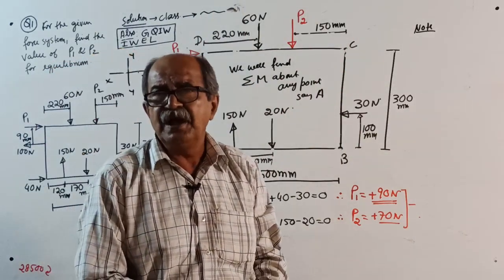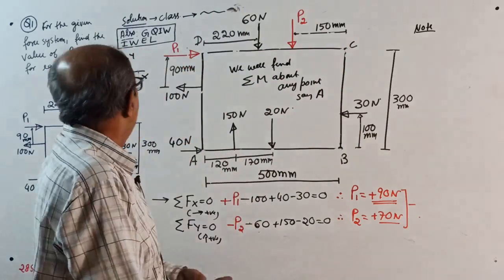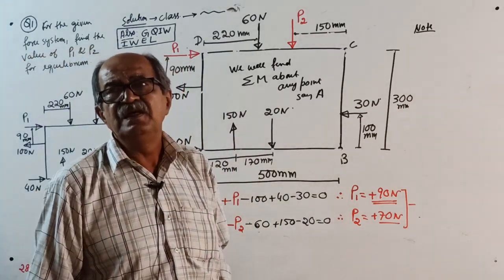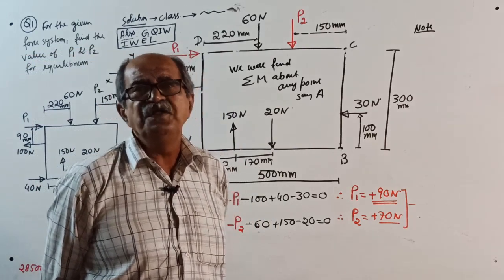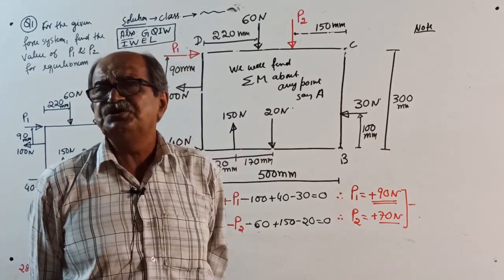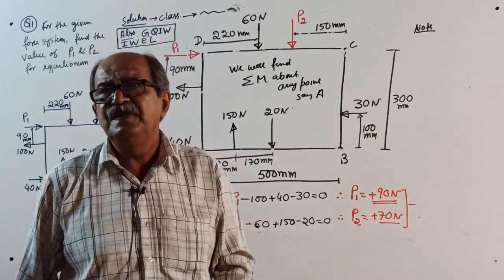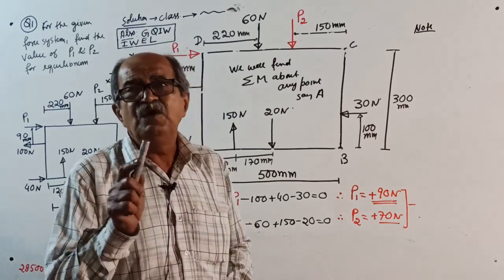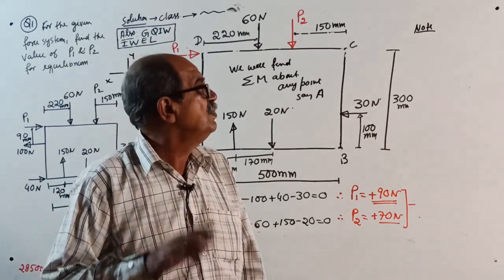Therefore, you should put a comment. The given question, where you have to find P1, P2 for equilibrium, is a nonsense question. I solved this one to understand the concept, so that when you study equilibrium, the first question you encounter shows the real concept. Therefore, for equilibrium, sigma M should be zero.